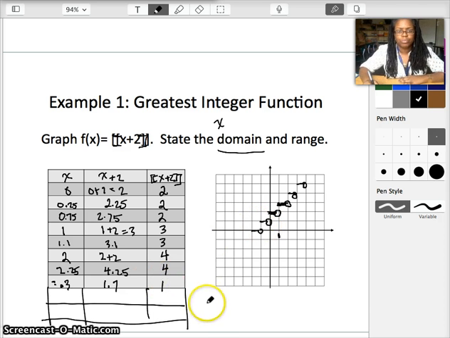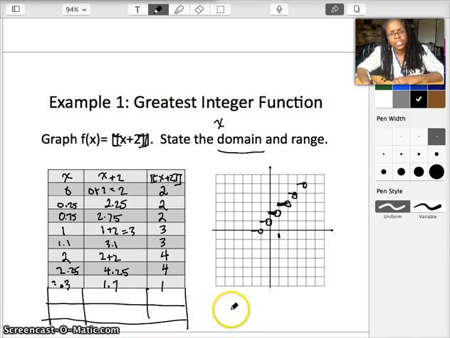All right. I don't want to beat a dead horse. So x, the domain, looks like I can put any old number in here. So my domain is going to be all reals. All real numbers.